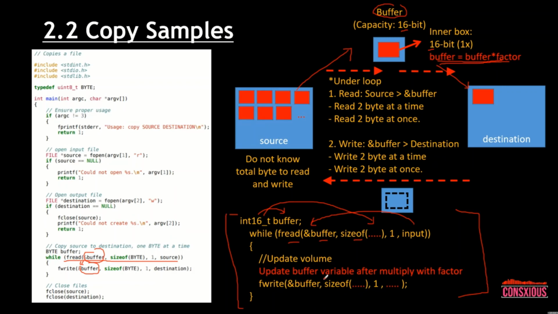Basically, just update the buffer after multiplying with the factor. Then we write to the output, the buffer size of 16 bits, 1 at a time, to the output. So the red color is for you to fill in. So that's it. Now pause the video and try solving it before continuing to the solution section.